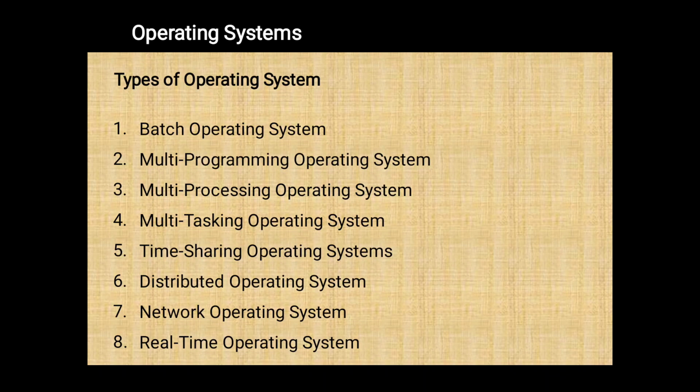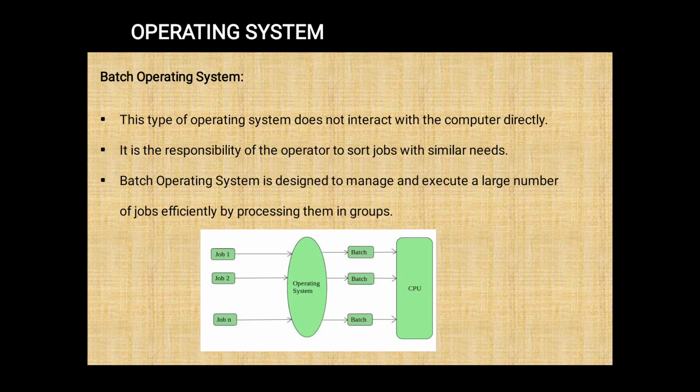Moving on to the next slide, types of operating system. So what are all the types of operating system? There are 8 different types. First one is batch operating system. Second one is multi-programming operating system. Third one is multi-processing operating system. Fourth one is multitasking operating system. Fifth one is time sharing operating system. Sixth one is distributed operating system. Seventh one is network operating system. And eighth one is real-time operating system. Let's see one by one briefly.